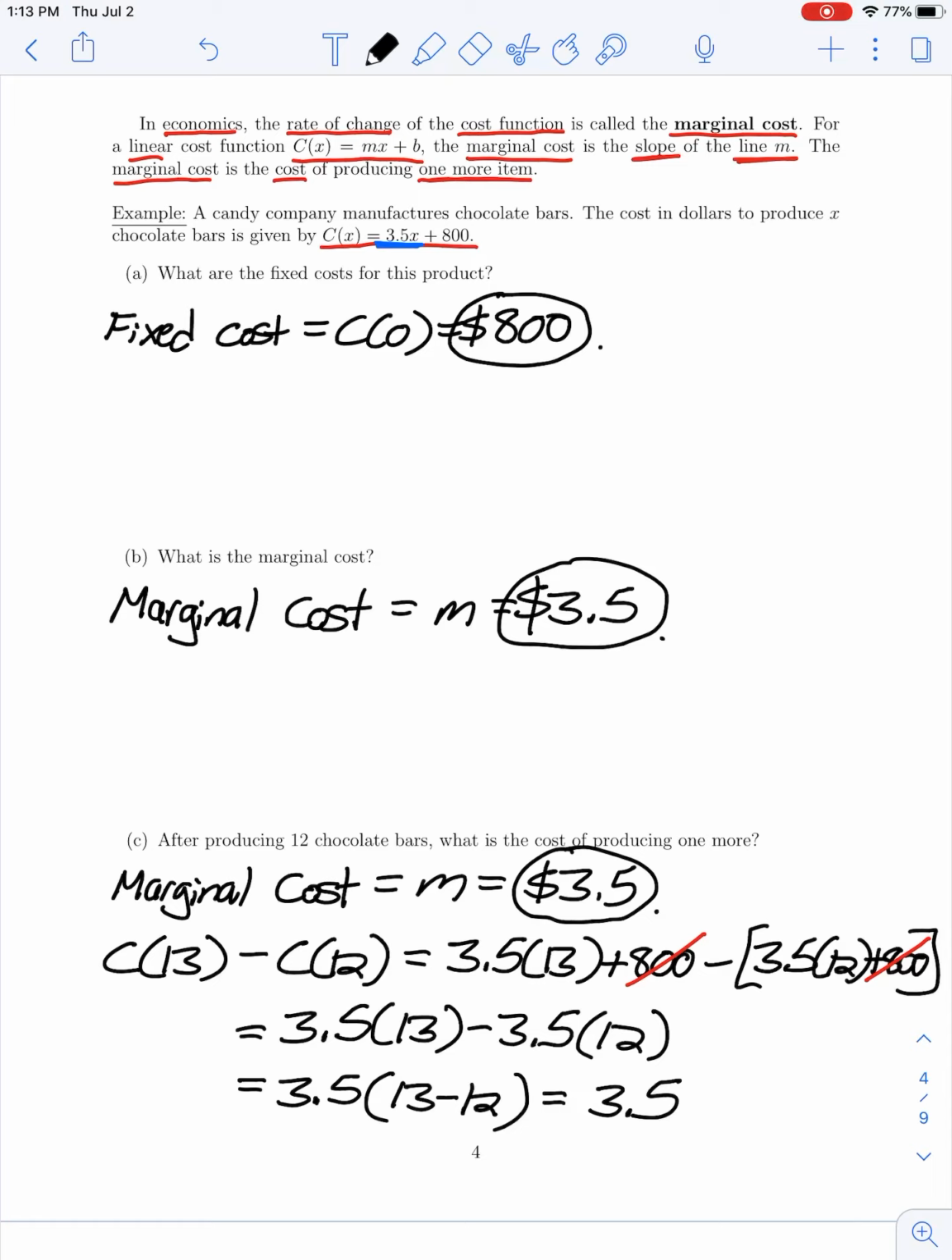So we could have also found it in this way, but if we recognize that the marginal cost represents the cost of producing one additional item, then we can get that answer immediately from our function.